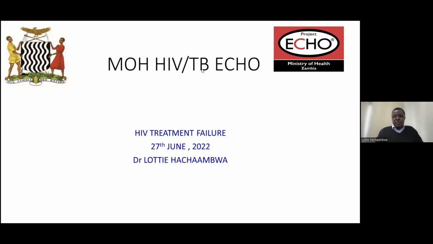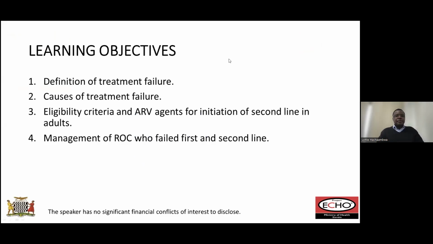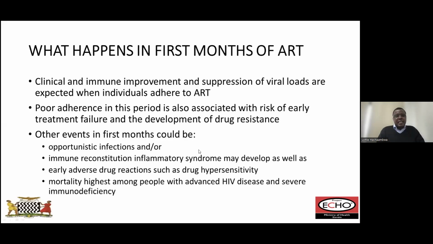My name is LOTTIE HACHAAMBWA, and I'm an infectious disease physician. The objectives for our session today are to define treatment failure, look at the causes of treatment failure, and then discuss the eligibility criteria and the agents for changing treatment. When you need to switch people who have failed treatment, what can you switch them to? That's where our cases will be very good. The fourth objective is managing recipients of care who failed first and second line.